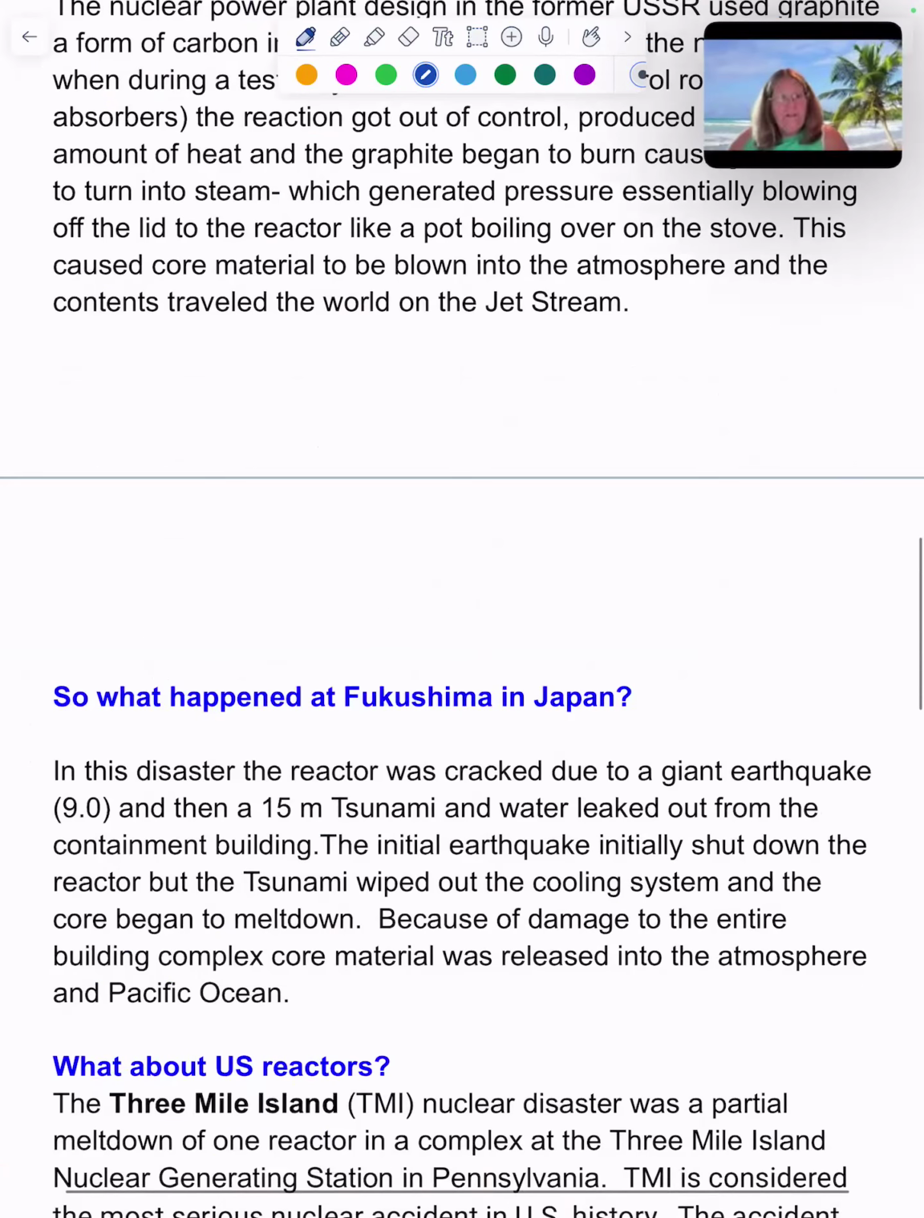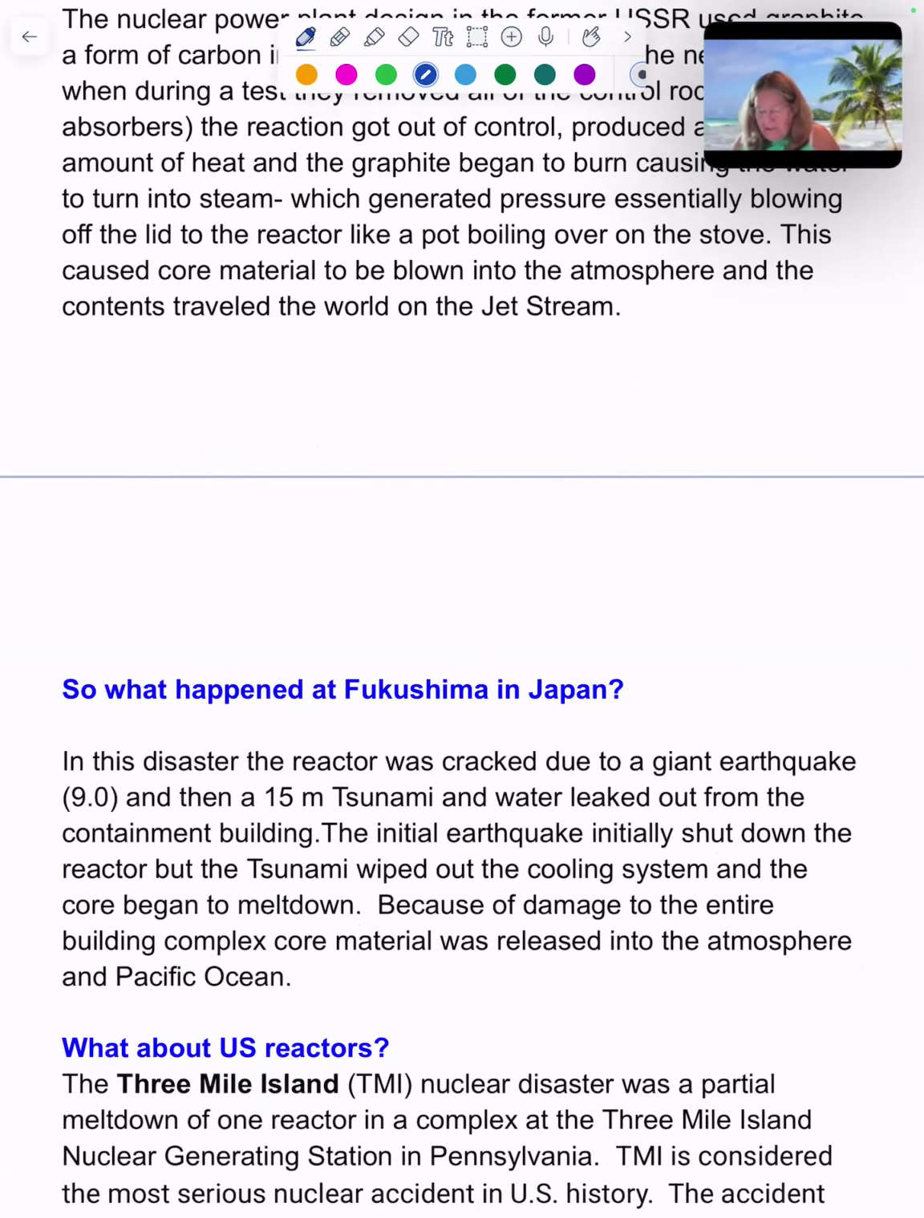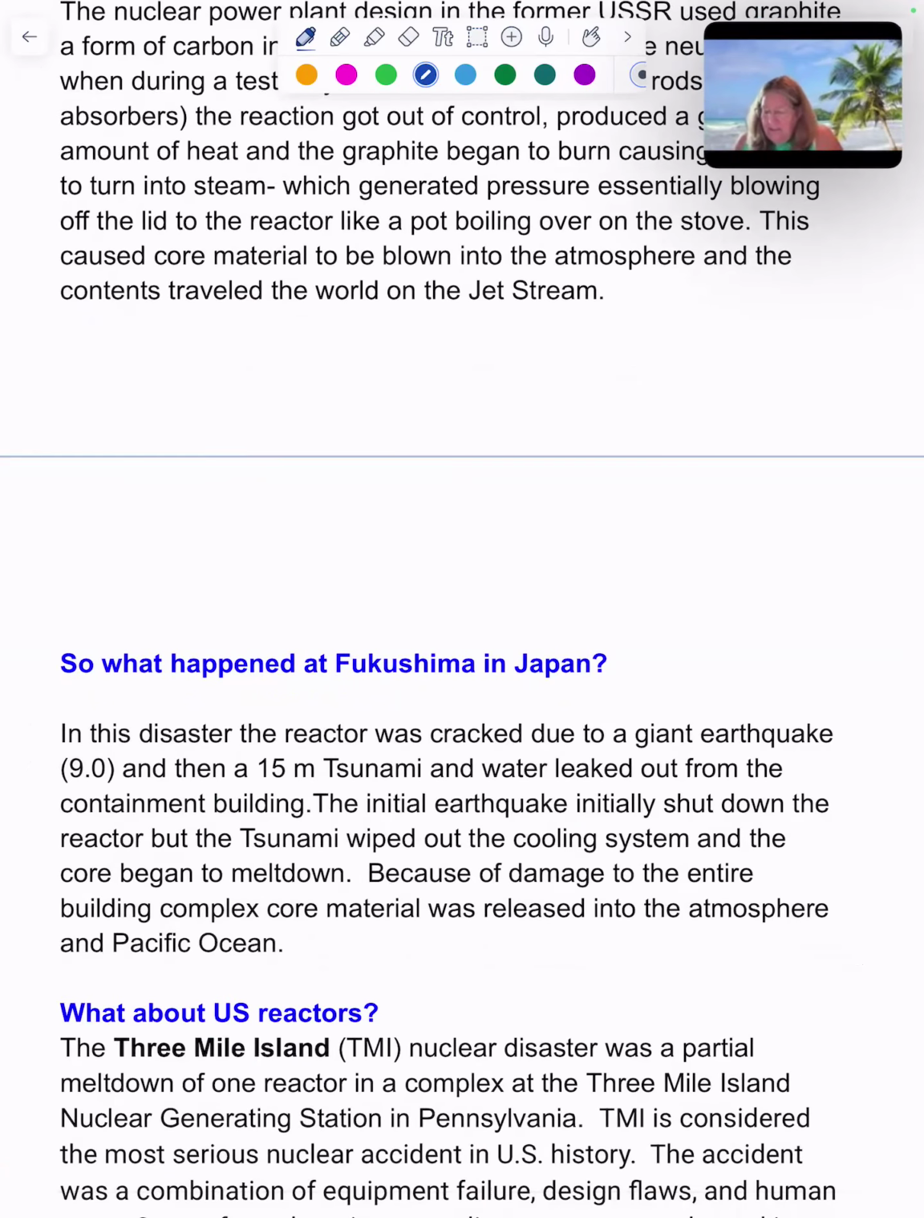So the next question begs, well, what happened in Fukushima? Fukushima is the more recent one. In this disaster, the reactor was cracked due to a giant earthquake, a 9.0 magnitude earthquake, followed by a 15-meter tsunami. Well, as soon as the earthquake happened, the reactor was shut down.